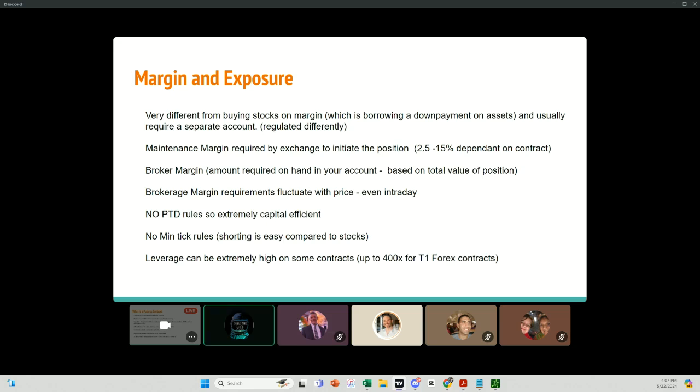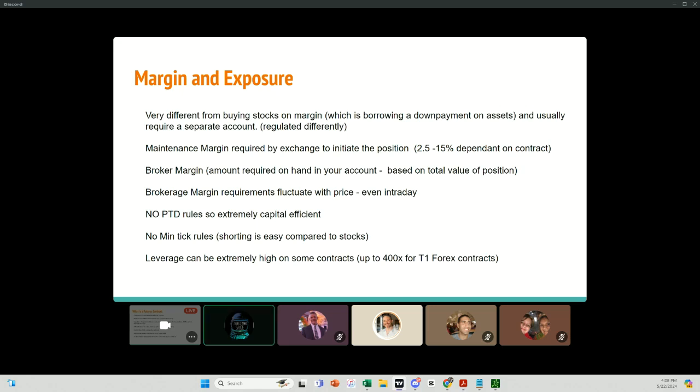There's two types of margin required. There's the maintenance margin, which is the one that's set by the exchange. So for opening a position of one of whichever type of contract, there is a margin that has to be lodged with the exchange. That's done on your behalf by your broker. Your broker will also require a separate set of margin, and normally that's to cover a minimum size or difference between your buy price and your stop loss, or your sell price and your stop loss. Hence, the brokerage margins fluctuate with price even during intraday.